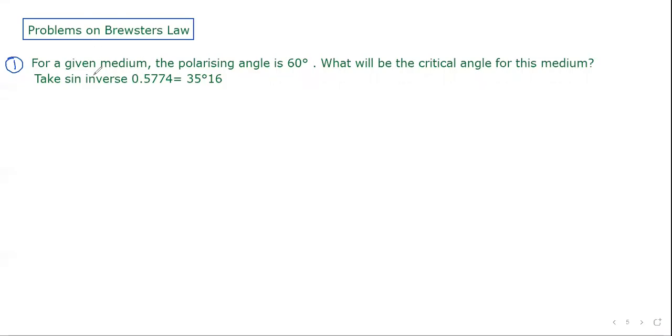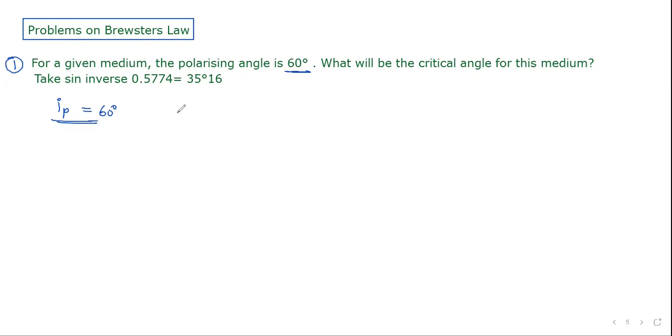Okay, the first question is like this. For a given medium, the polarizing angle is 60 degree. What will be the critical angle for this medium? Take sine inverse as this value. So what is given? The polarizing angle is given. IP is given to you, right? This is given as 60 degree.